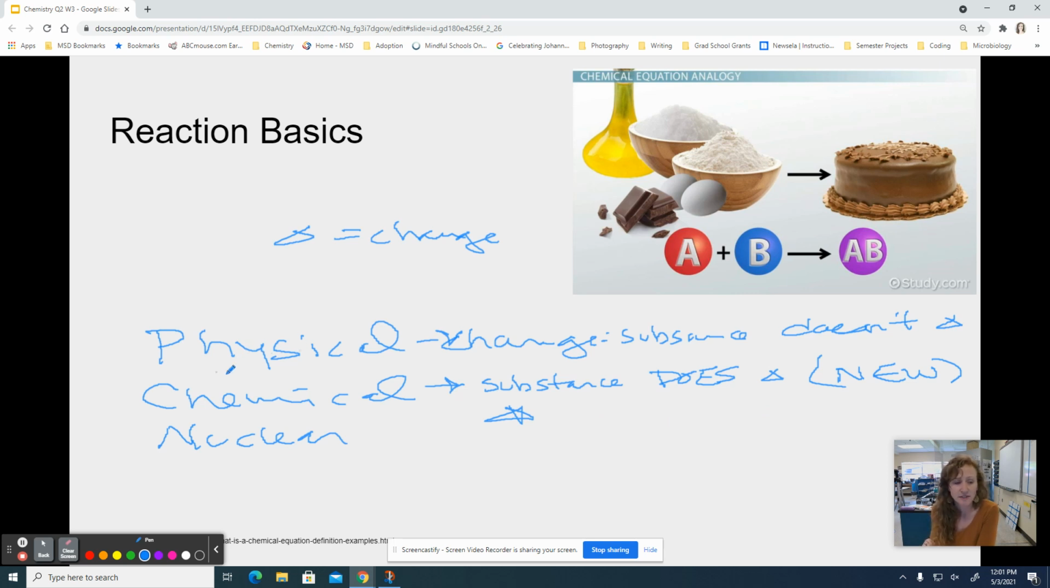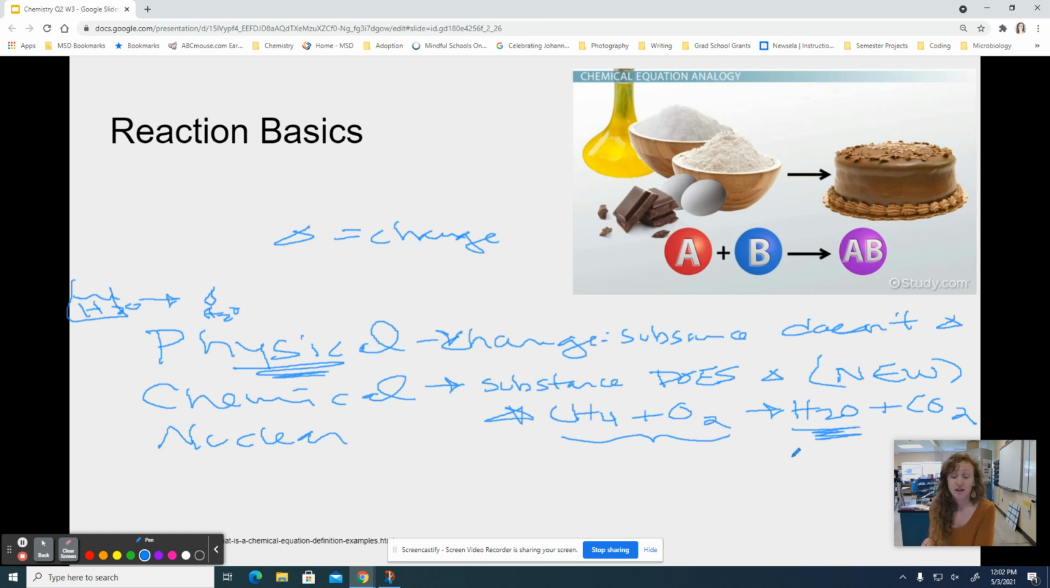So a good example of a physical change would be like the evaporation of water. If you have liquid water and then you heat it up and it turns into gaseous water, you still have water there at the beginning and the end. It's just in a different form. That would be a physical change. But if you start with something like methane gas and combine it with oxygen, and you actually make water along with carbon dioxide, water wasn't there in the beginning. Water's only there at the end.